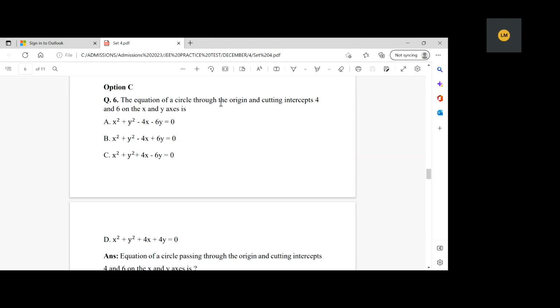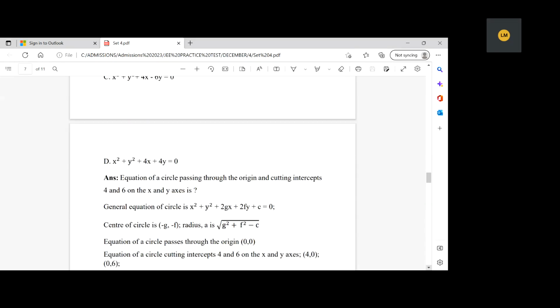You can consider the origin at 0, 0. So the equation of the circle through the origin cuts the intercepts 4 on the x-axis, so it's 4, 0. And the second one is 6 on the y-axis, so it's 0, 6. Substituting in the general equation of the circle that we have studied, we can find out the value of f, g, and c, and you can solve it.